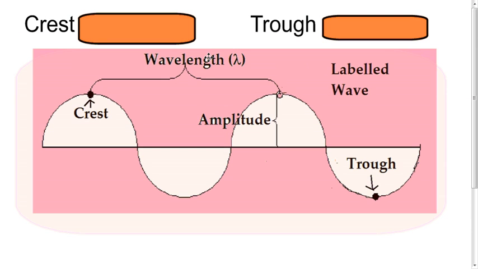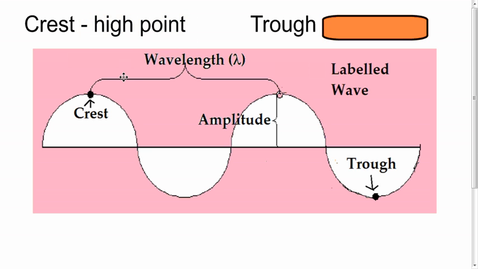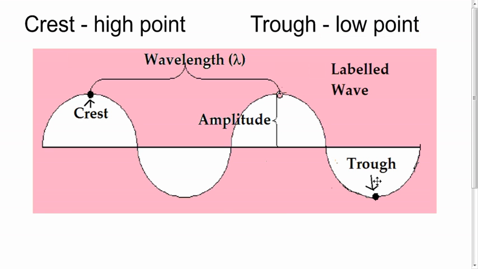The best way to look at these is through a visual. This is the wavelength, there to there, that distance. This is the amplitude, from the peak to the middle, or the bottom to the middle. And the crest on a wave is the top, or the high point, and the trough is the low point.